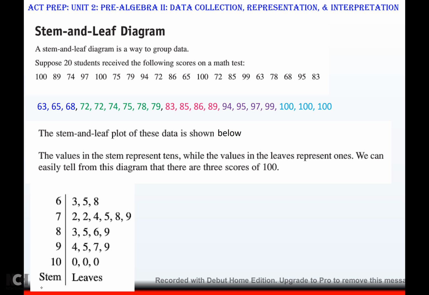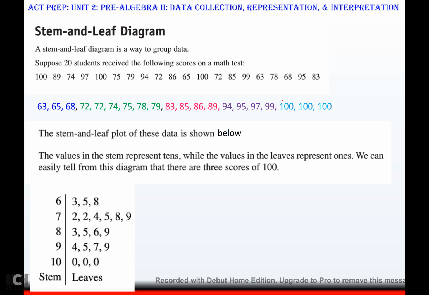All right, stem and leaf diagram. A stem and leaf diagram is a way to group data. It says, suppose 20 students received the following scores on a math test. What I do is I like to put them in order just like I was doing mean, median, and mode. So I took all these numbers and I put them in order, starting with the smallest and went up to the biggest, okay?